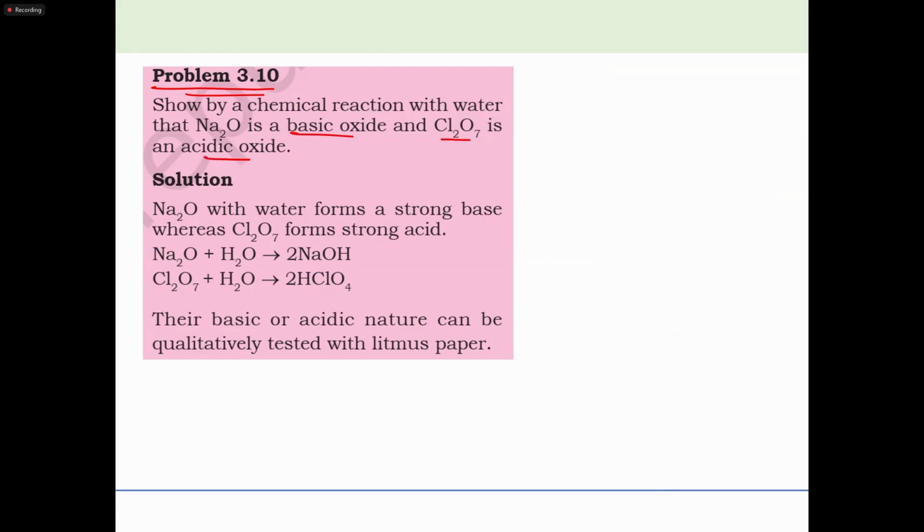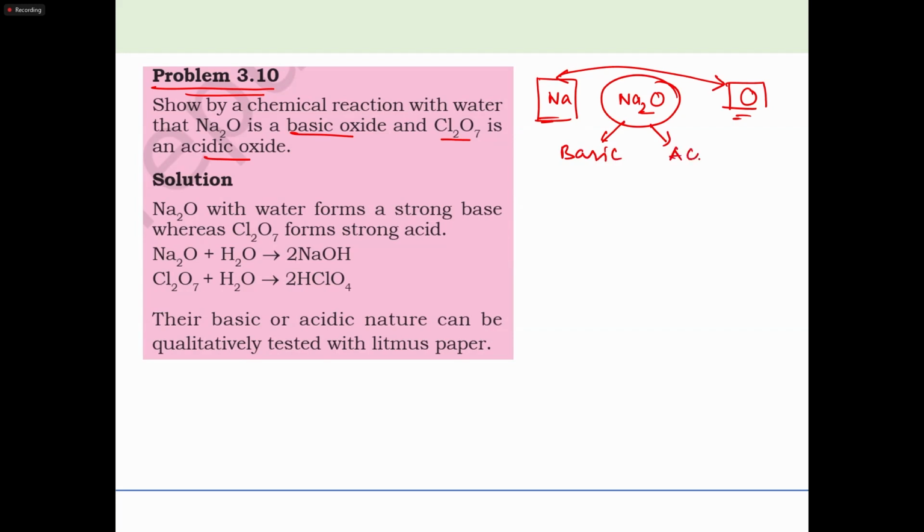So this is actually defined like that because we know that this is the left side element, this is sodium, and this is the right side element, oxygen. So when they react with each other, because both are more reactive, they form this Na2O. So this is one type of oxide. But this oxide could be basic or it could be acidic.